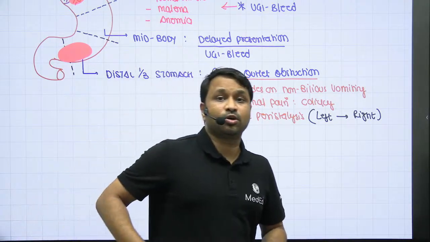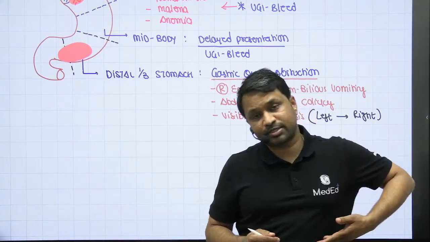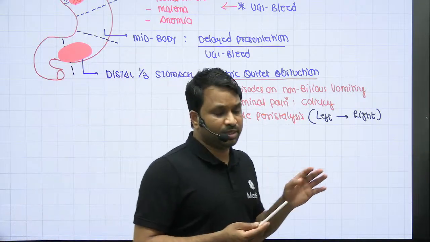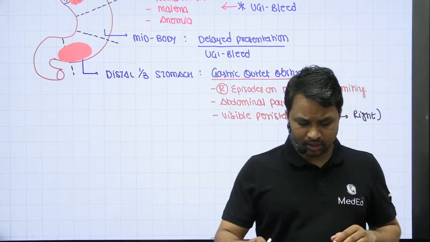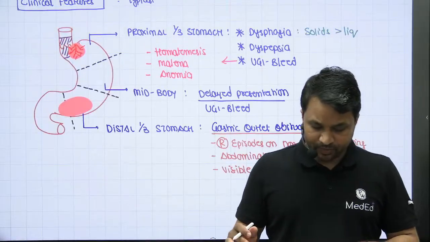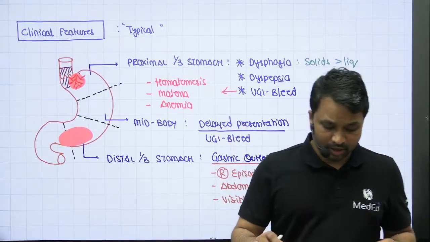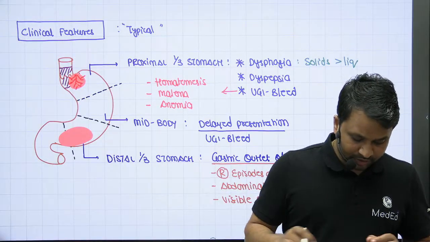Colonic peristalsis is going to be right to left. Gastric peristalsis is left to right. So this is how you know whether you're looking at gastric or colonic peristalsis. Okay? So this is on the basis of proximal one third, mid body, or the distal one third of the stomach. These are the typical features that you're going to see.